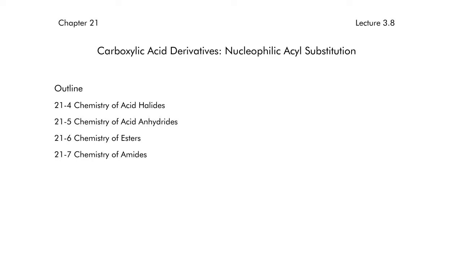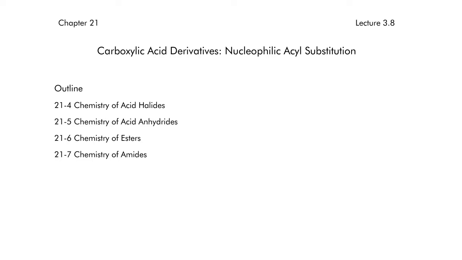Basically what we're going to go through is, now that we've seen the nucleophilic acyl substitution reaction and mechanism and looked at it in the context of a carboxylic acid, we will then look at it in the context of the different types of carboxylic acid derivatives. We'll start with the most reactive, acid halides, and we'll work our way down to the least reactive, amides, in order of their reactivity.